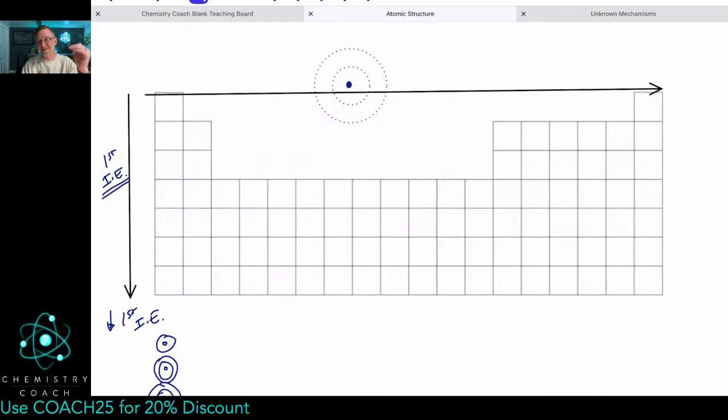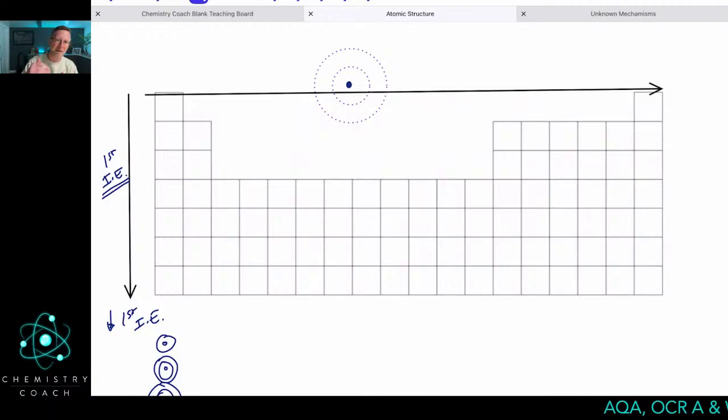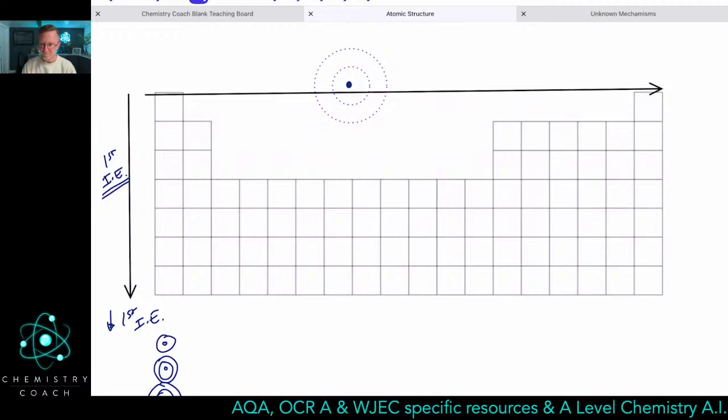That's what causes a decrease in first ionization energy, regardless of the fact that your proton number, your number of protons in the nucleus, increases, okay?